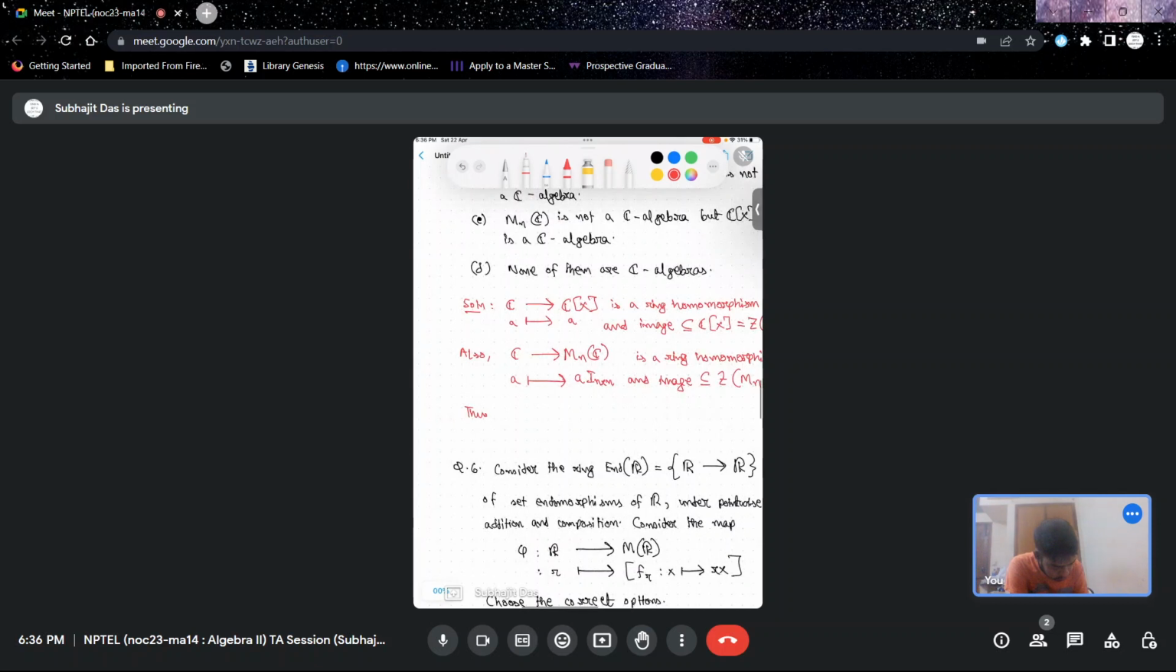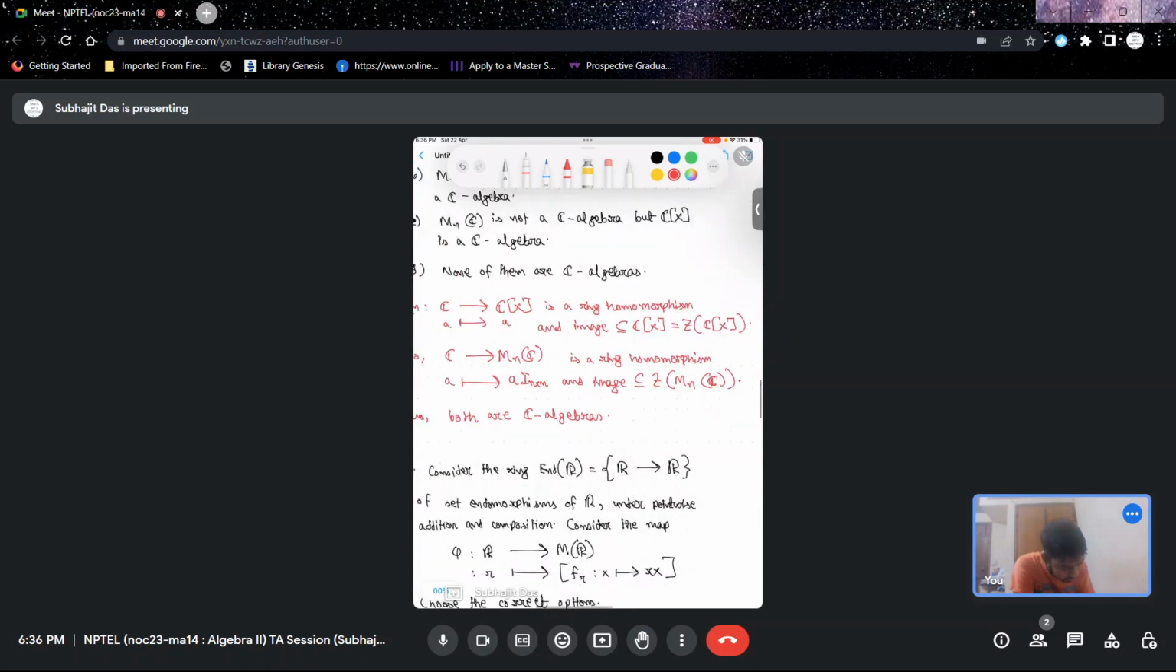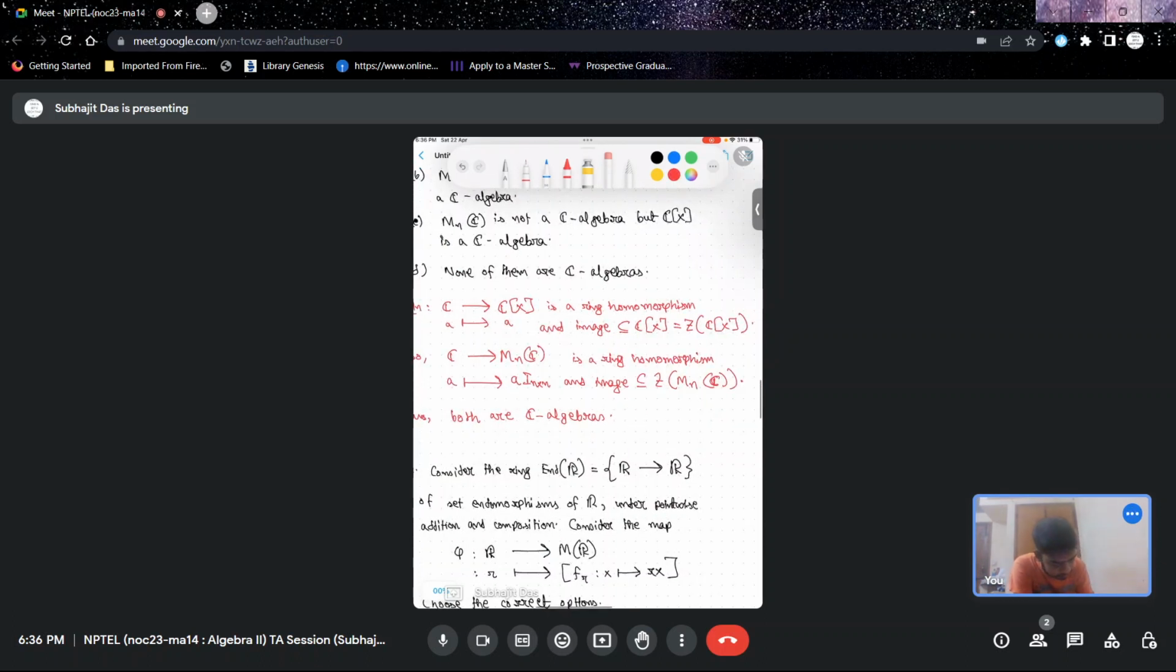Thus you get a mapping of C into C[x] and a mapping of C into M_n(C), and both these mappings make C[x] and M_n(C) into C algebras. Thus both are C algebras. That is, only option A is correct.